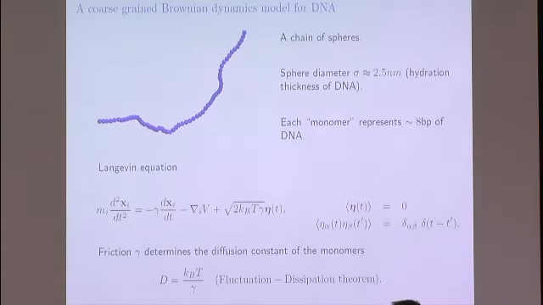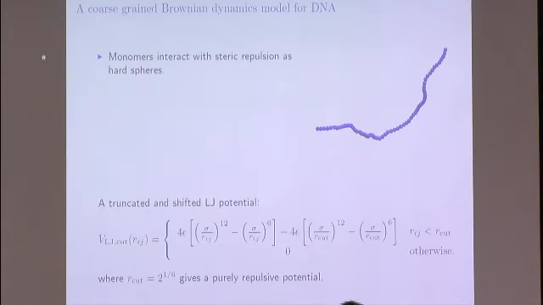Okay, so now the potentials. The monomers interact with just a steric repulsion, as hard spheres. We used a simple truncated and shifted Lennard-Jones potential for that.